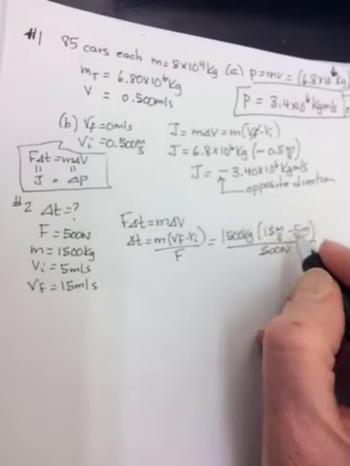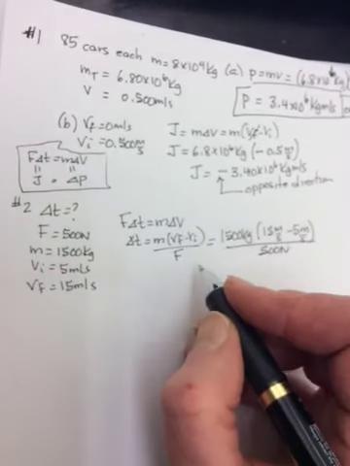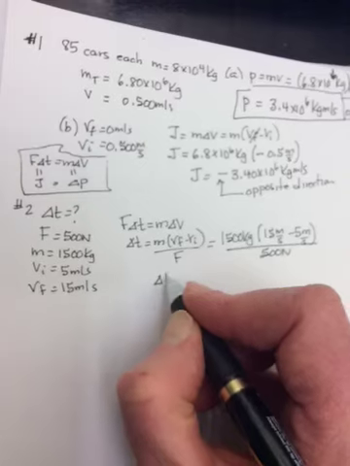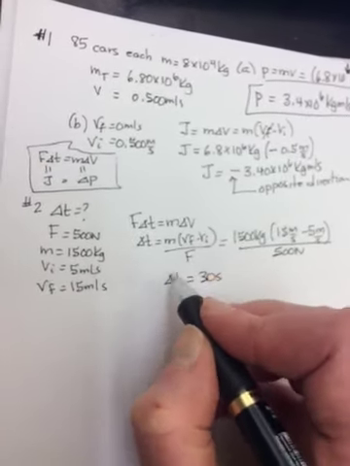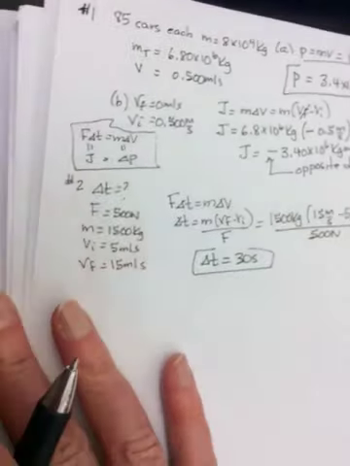500 goes into 1500 3 times. 15 minus 5 is 10. 3 times 10 should be 30 seconds. Done. Number 3.